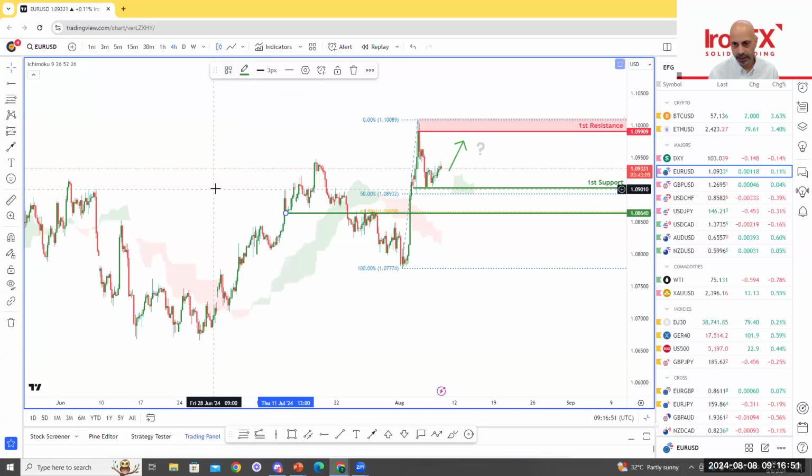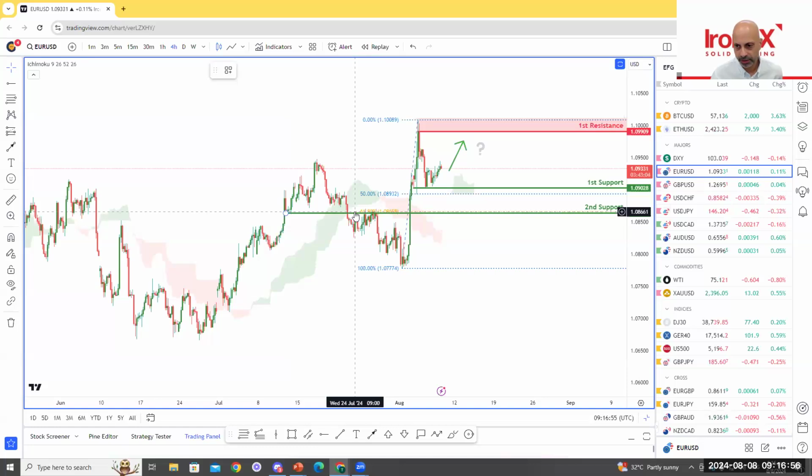Previously, this level functioned as a pullback support on the 11th of July, after which it proceeded to function as resistance from 24th of July till the 29th. And it also has the presence of a 61.8% retracement. So this is another support level here.